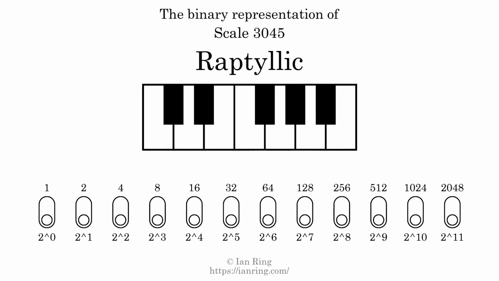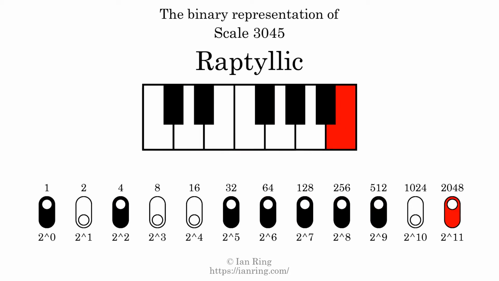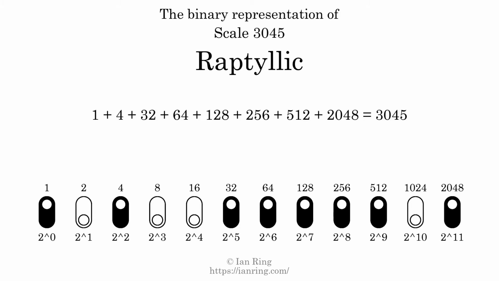The binary representation of this scale is determined by mapping tones of the scale to binary digits. Each binary digit represents a power of 2. To get the scale number, we add the powers of 2 together. The powers of 2 that are present in the scale, all added together, equals 3045. That is why the scale number, in decimal, is 3045.